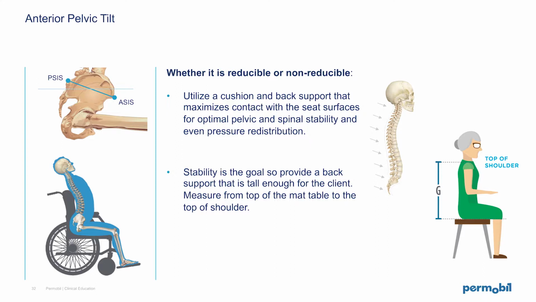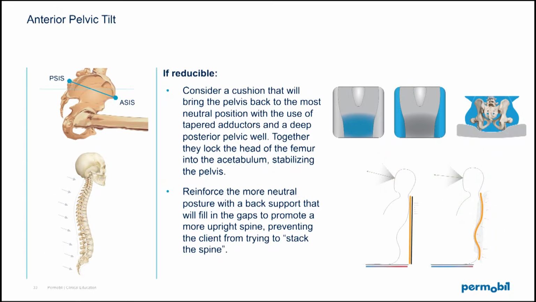And since stability is the goal, providing a back support that is tall enough for the client is key. So you need to take the proper measurement from the top of the mat table to the top of the shoulder. If that anterior pelvic tilt is reducible and we want to correct the pelvis and the trunk, trying to bring it back to as neutral midline as possible, then definitely consider a cushion that will bring the pelvis back to the most neutral possible and lock it in.